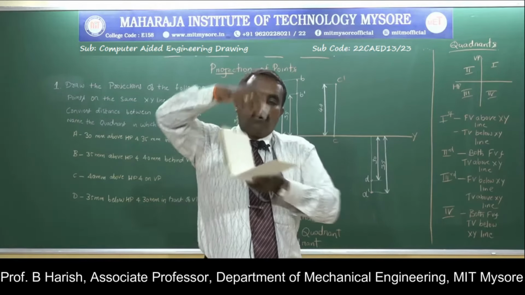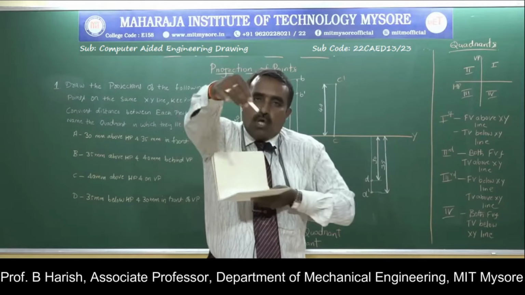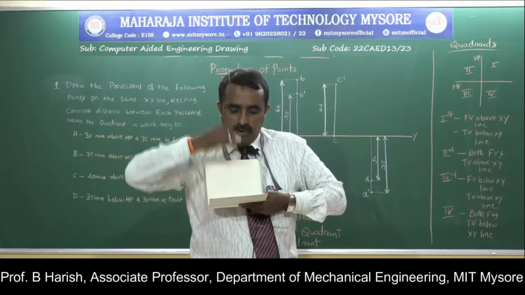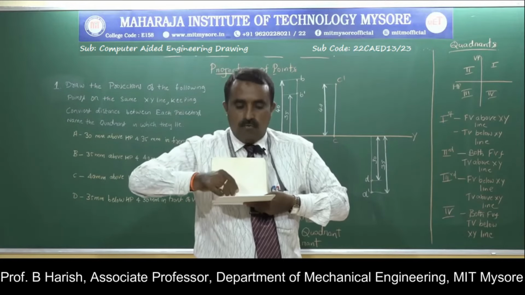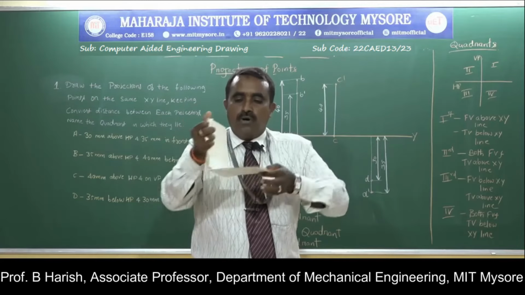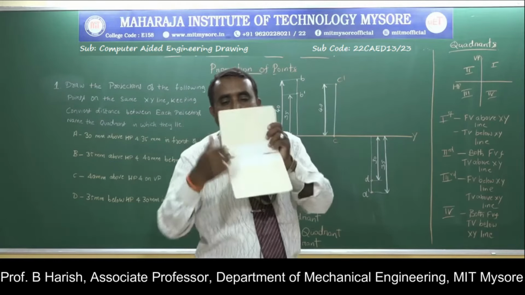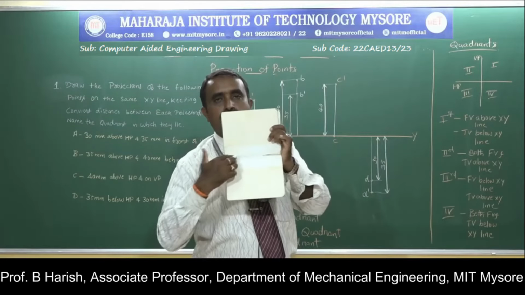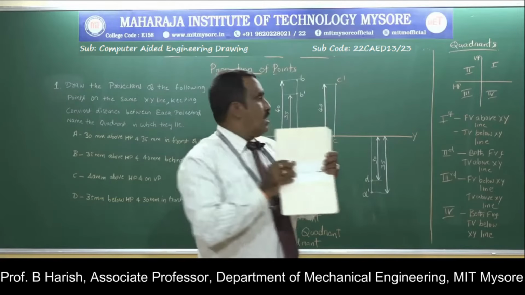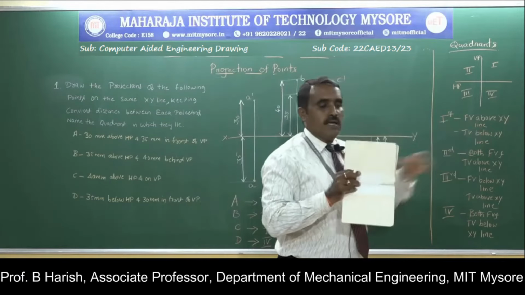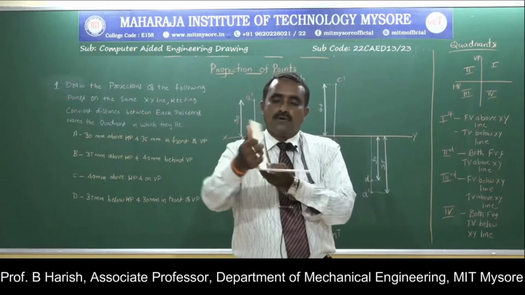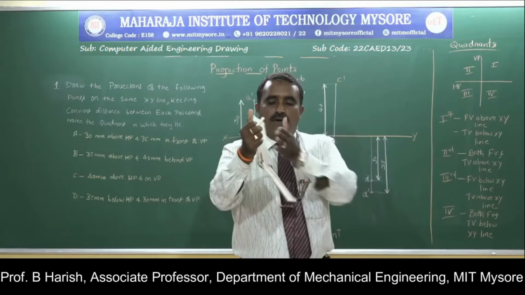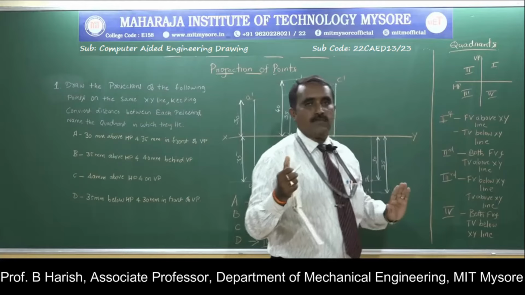In the first quadrant, if the object is here and the observer is looking from this side, the view we get is called the front view. If the observer is looking from the top, the view we get is called the top view. The horizontal plane is rotated clockwise. The intersection of the horizontal and vertical planes is called the XY line. So the front view will be above the XY line. When it is rotated like this, the observer looking from this side gets the front view here and the top view here. After rotation, front view above, top view below. That is the first quadrant.